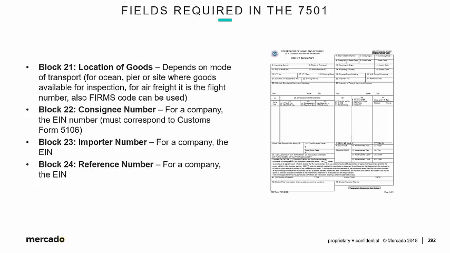Block 22, the consignee number. That's the consignee in the United States. Likely to be the same as the importer number found in Block 23, but it doesn't have to be. For Block 22, if it's a company, it's the EIN number, the employer identification number, which of course must correspond to Customs Form 5106, which is used to identify a first-time importer for consumption entry and is used out into the future. We talked about that. Block 23, the importer number, likely to be the same as Block 22. For a company, it's the EIN. Block 24, as a reference number for a company, the EIN as well.